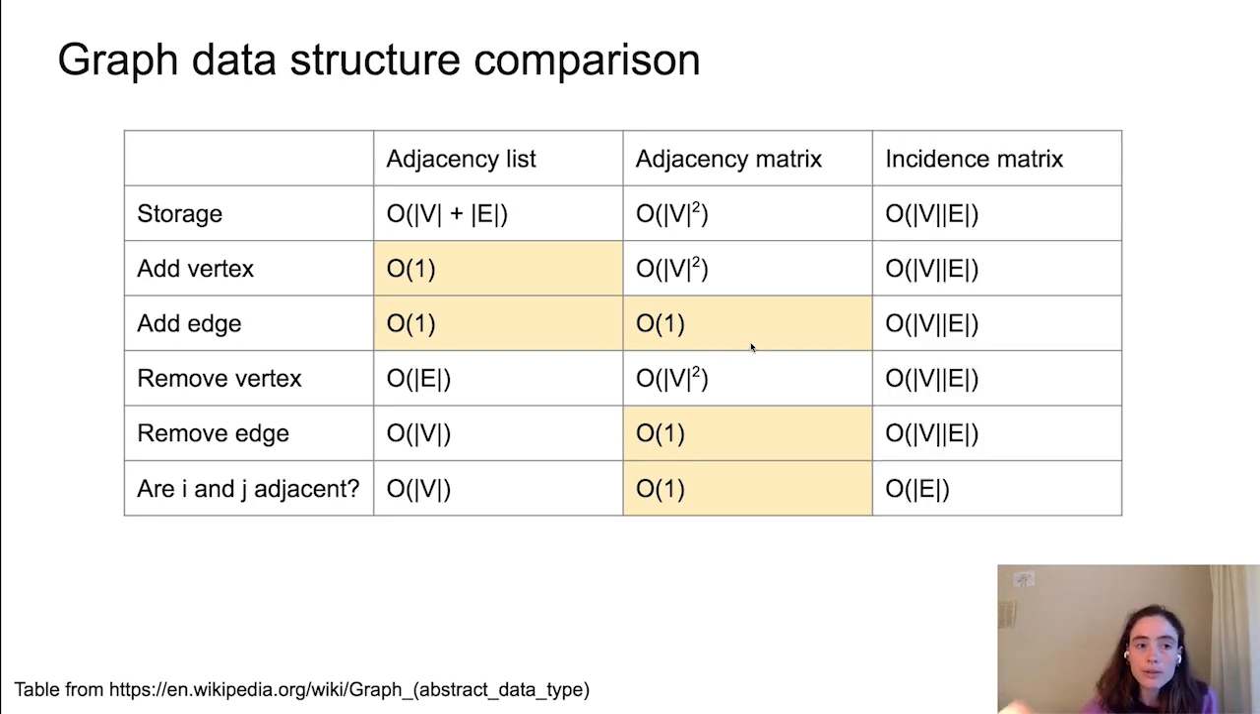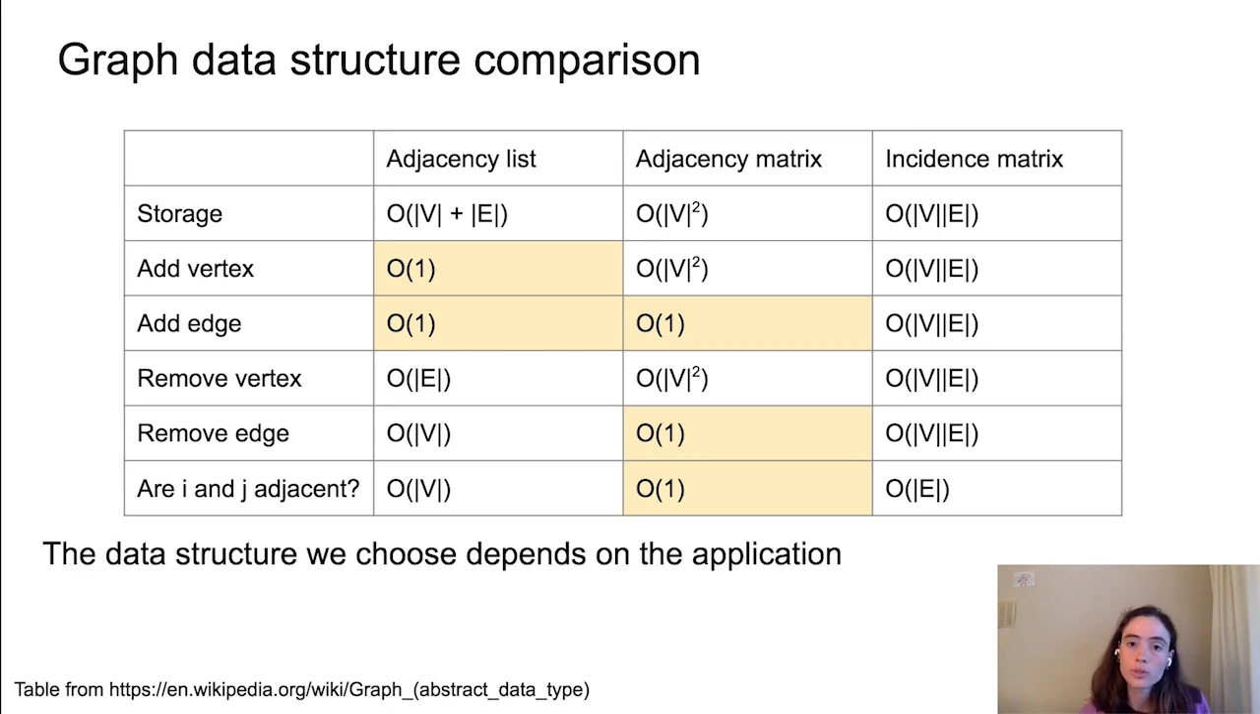And finally, for an incidence matrix, almost all of these operations take order of the number of vertices times the number of edges time. And that's because we need to recreate the matrix whenever we add or subtract either a vertex or an edge, because the dimensions are based on both the number of vertices and the number of edges. So we can see that based on the specific application and which operations you plan on doing more often, either an adjacency list or an adjacency matrix might make more sense to store your graph.